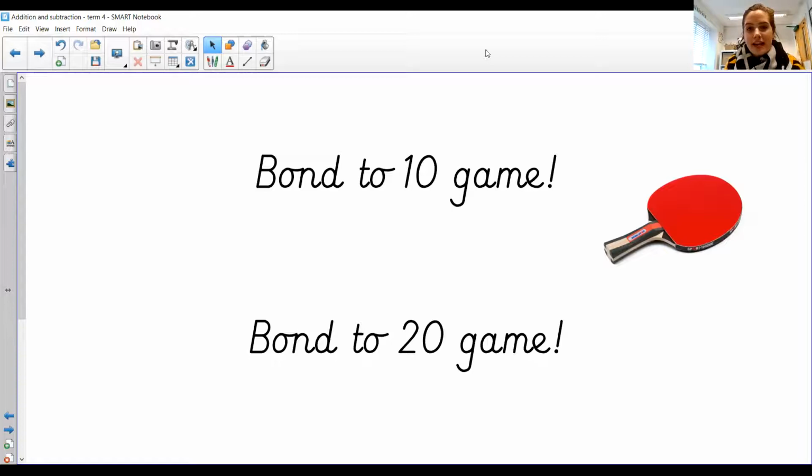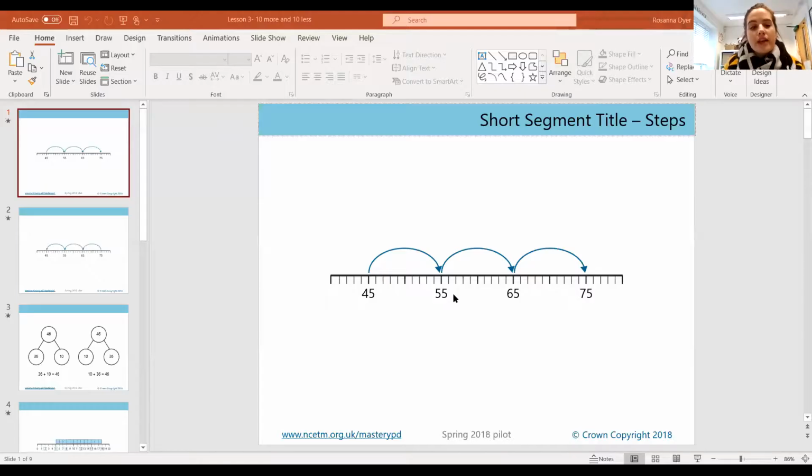Brilliant stuff. Okay, so we're going to go onto our separate PowerPoint, and again I'm using these off of the NCETM website, I always say that wrong. So disclaimer, this is not my PowerPoint. I use these, they are fantastic. And we're carrying on with looking at 10 more and 10 less.